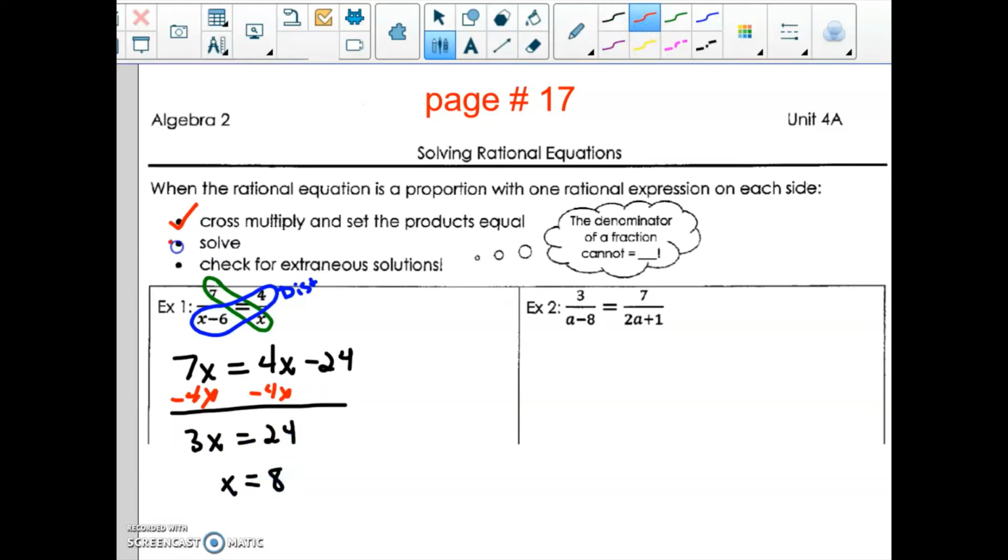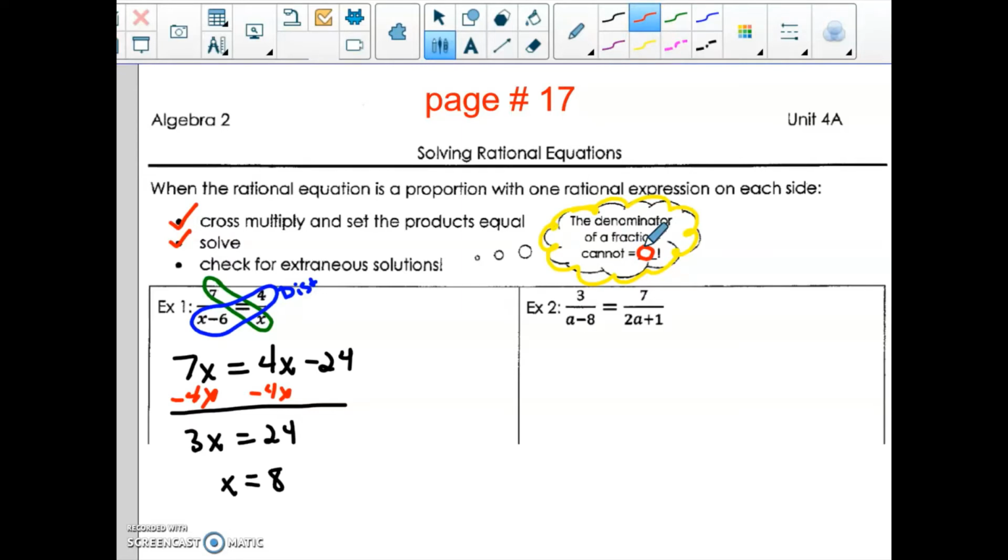So that's the solving. The last part of what we need to do is check for what's called an extraneous solution. An extraneous solution is what's going to make the denominator become 0. And so we're not allowed to let the denominator become 0. So right here, this is where we get our extraneous solutions. The denominator cannot equal 0.